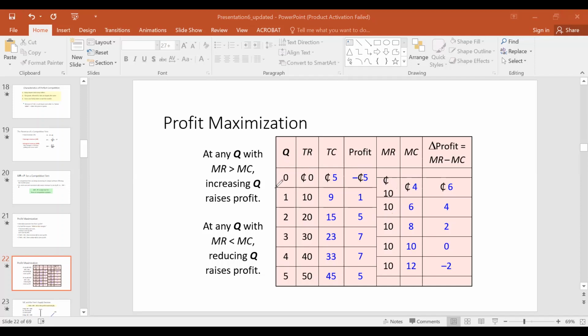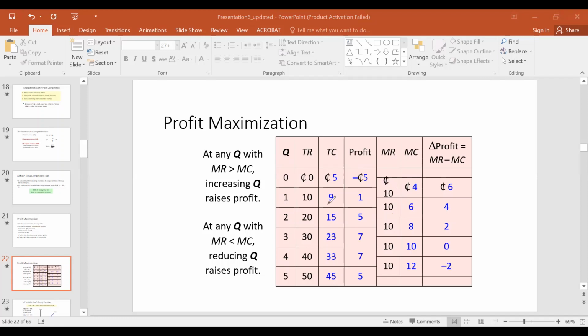What is this? Total revenue. You need to multiply quantity by the price to get total revenue. So if you multiply 1 by 10, you get 10. 2 times 10, 20. 3 times 10, 30. That's how you can know the price.